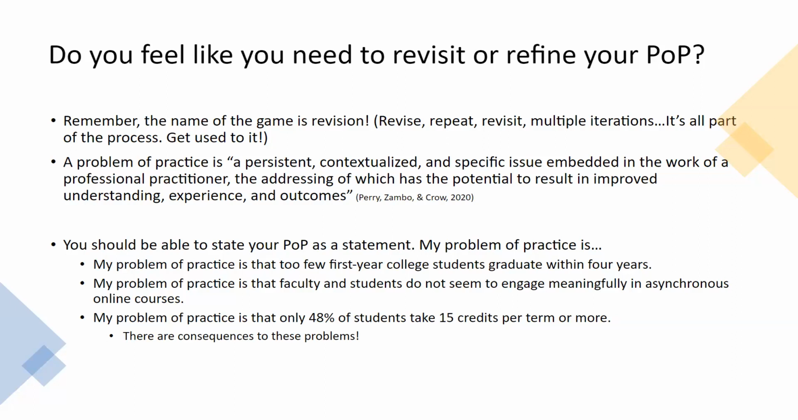This is something that I have given you feedback on before. And here are some examples of my real life professional problems of practice. So my problem of practice is that too few first-year college students graduate within 4 years. I have another similar problem of practice: my problem of practice is that faculty and students do not seem to engage meaningfully in asynchronous online courses. Of course, that's not the case with this one. And my problem of practice is that only 48% of students take 15 credits per term or more. So these problems have real consequences.